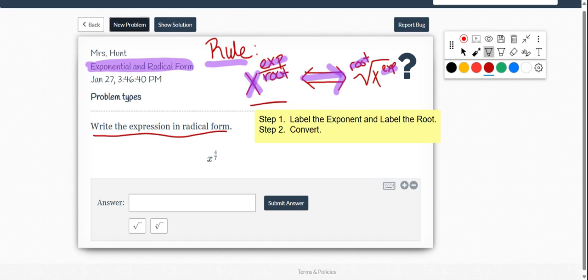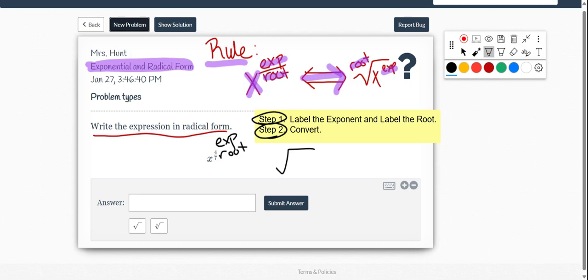It looks like we're starting on this side again. Let's do it in this color. We're starting on this side and we're going to this side. Okay? All right, so we've got to do some labeling. Step 1, label the exponent and label the root. Top is the exponent, bottom is the root. Now we're on to step 2, convert.